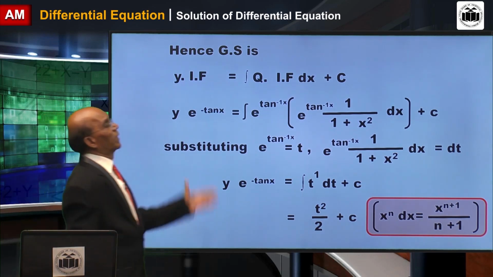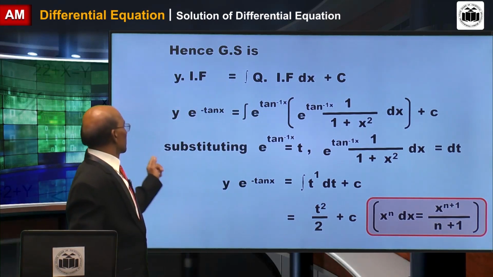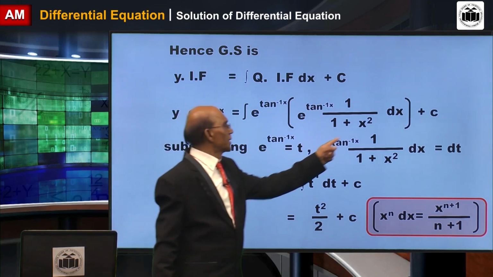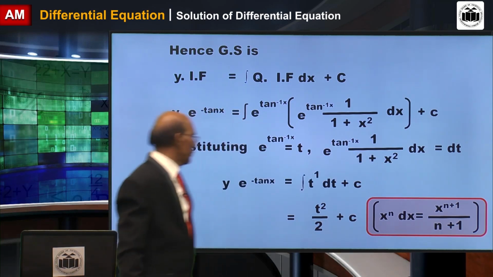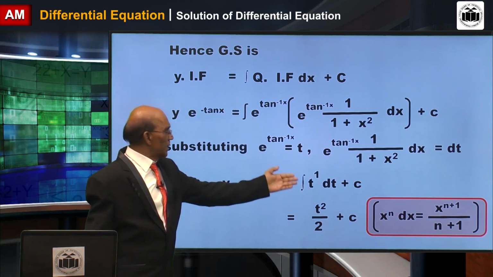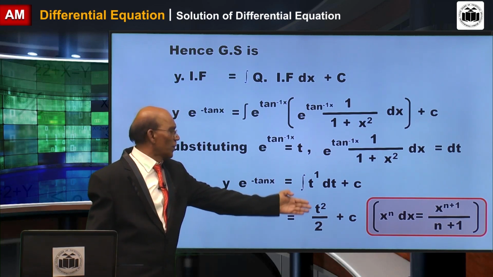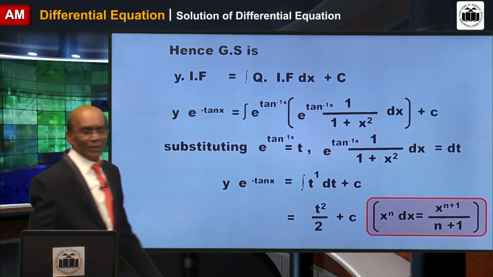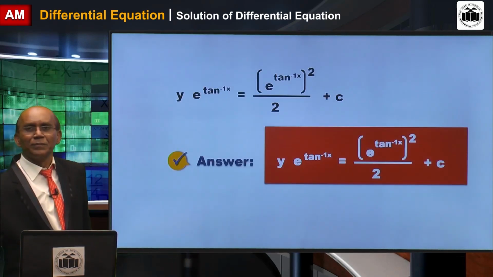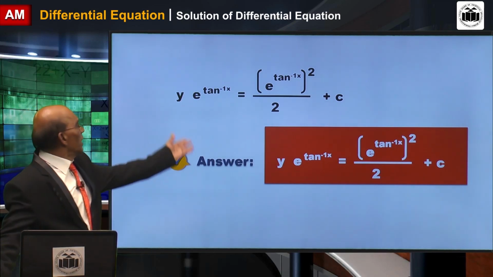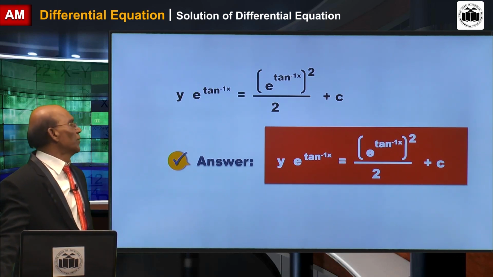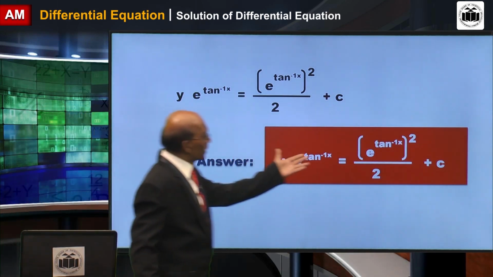The focus is again on our bracket term. So now substitute e raised to tan inverse x equals t, so that e raised to tan inverse x into 1 upon (1 plus x square) dx is dt, and hence the integral is only t, that is t square by 2 plus c. Here we apply the formula written here, and finally y e raised to tan inverse x equals (e raised to tan inverse x) whole square by 2 plus c. Your answer is y e raised to tan inverse x equals (e raised to tan inverse x) whole square by 2 plus c.